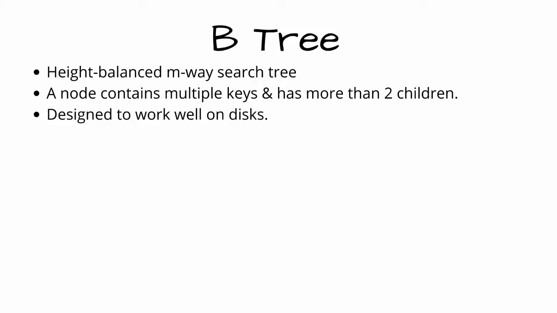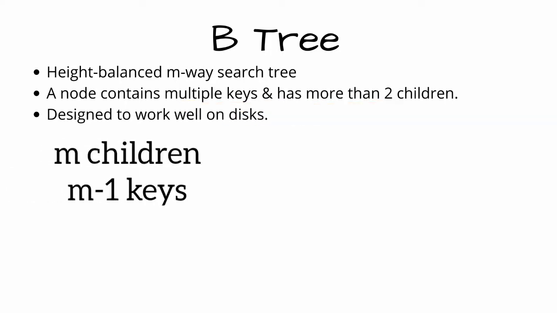B tree is a generalized form of binary search tree, and it is also known as the height balanced M-way search tree. So coming to the definition of B tree, or what is B tree? B tree is a special type of self-balancing search tree in which each node can contain more than one key and can have more than two children. That is, if there are n children, there can be n minus 1 keys.